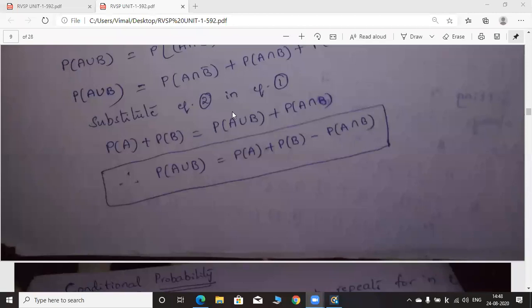Okay, we want P of A union B only according to the statement. So P of A union B is equal to P of A plus P of B minus P of A intersection B. This term we have to take to the left hand side, then we can prove the statement very easily. Okay.